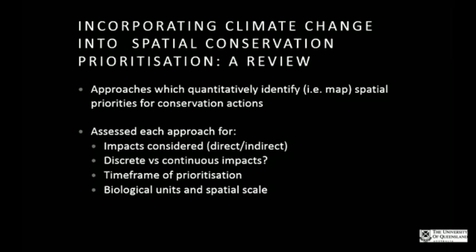Yeah, sorry. So I think about, well, which way is the impact you're talking about? Is it how a conservation area is considered in response to climate change? No, how that conservation is affecting climate change? How it's considered in response to climate change. Yeah. I looked at the time frame of prioritisation and also the biological units and spatial scale.